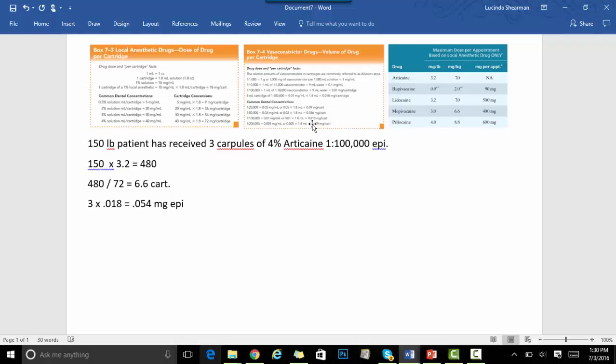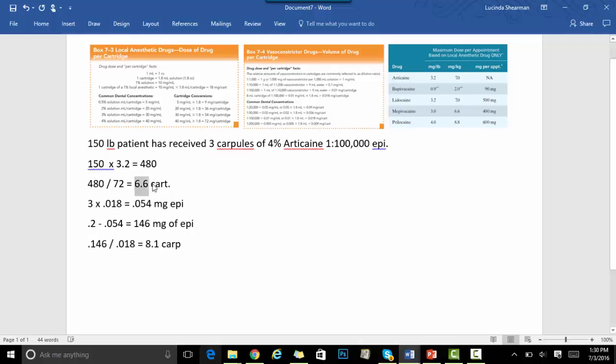Now, keeping in mind that the MRD for epinephrine on a healthy patient is 0.2 milligrams, and if he's had 0.054 milligrams already, 0.2 minus 0.054, he can have an additional 0.146 milligrams. Now convert that into carpules. So if he can have 0.146 and each carpule has 0.018 milligrams of epinephrine, then he can have an additional 8.1 carpules.